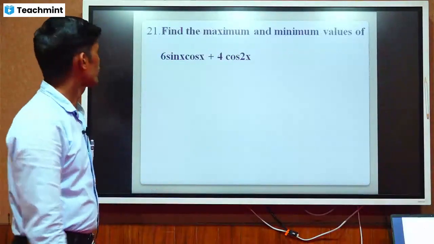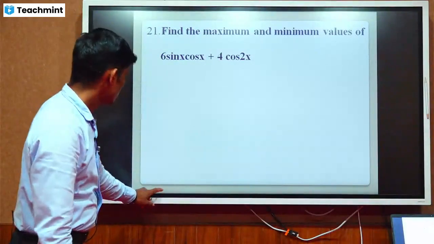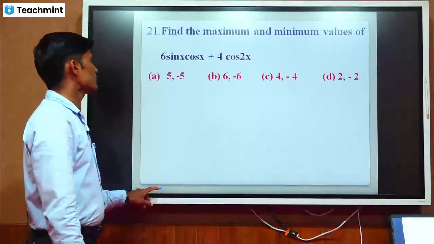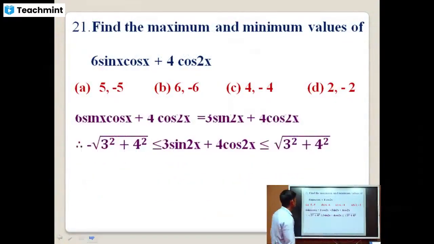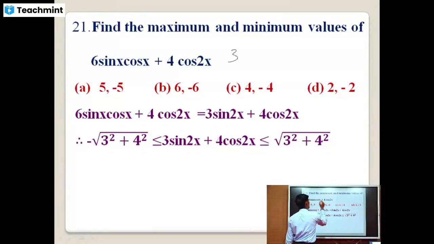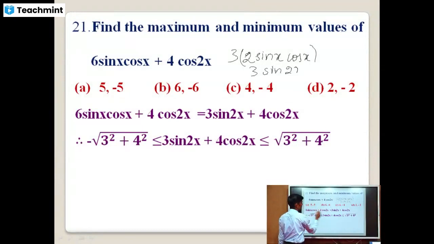Next, 21st question. Find the maximum and minimum values of 6 sin x cos x plus 4 cos 2x. We know this can be written as 3 into 2 sin x cos x. 2 sin x into cos x is equal to sin 2x. So 6 sin x cos x is 3 into sin 2x, plus 4 into cos 2x.